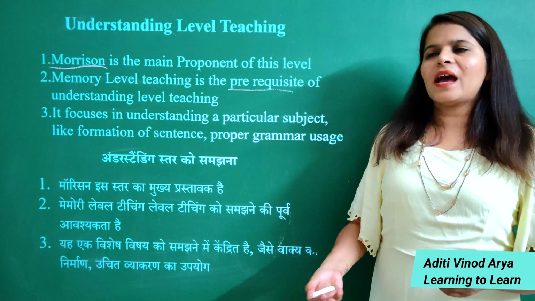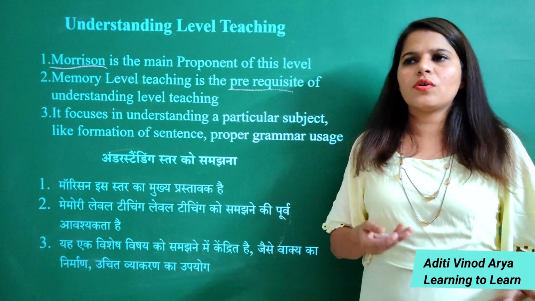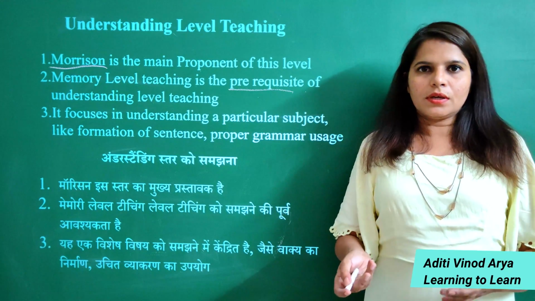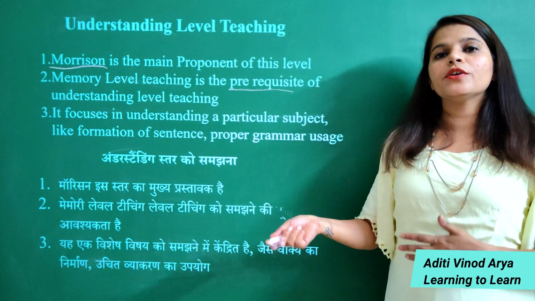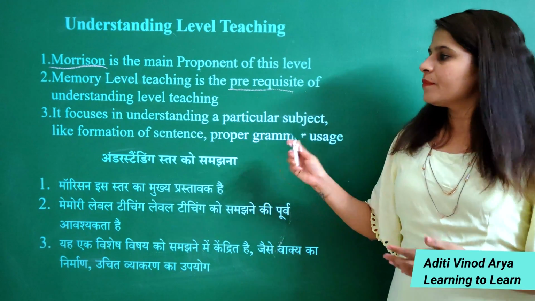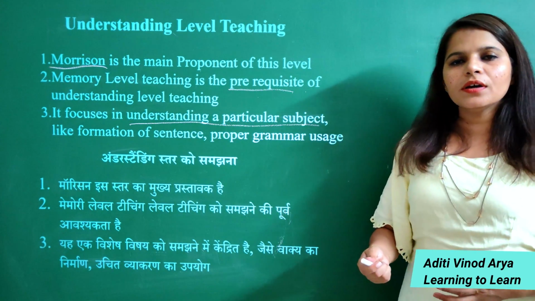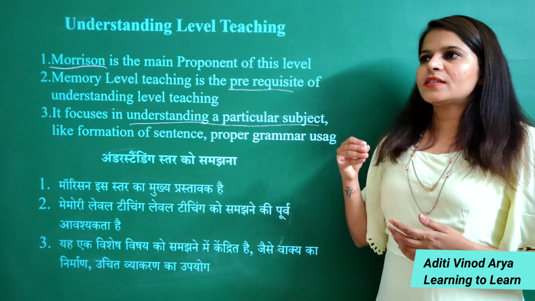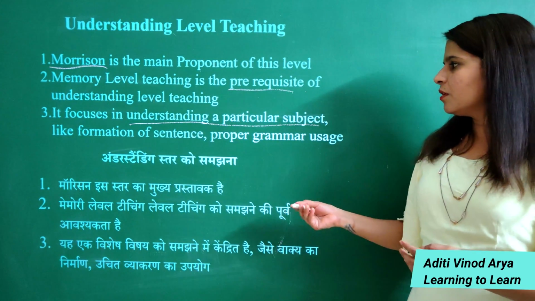If you did not cram ABCD, or if a student does not know what is ABCD, or what is 1 2 3 4, or what is alphabets basically, he will not be able to make words, correct? So that is why this is the prerequisite. You are required to complete your memory level before actually jumping into understanding level. The third one is, it focuses on understanding a particular subject. So here we actually try to understand the stuff, we make logic out of it, we try to understand the theories, the principles, mathematic problems, grammar, etc.